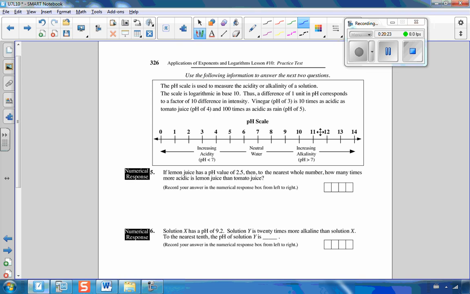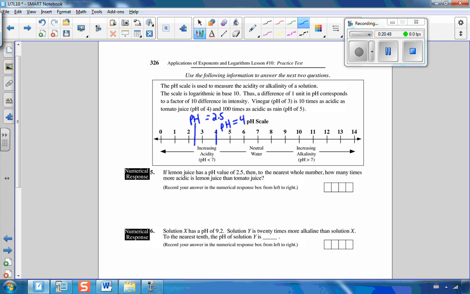Okay, let's look at the pH scale. So if lemon juice has a pH value of 2.5, so it's right about here, lemon juice, pH of 2.5. Then to the nearest whole number, how many times more acidic is lemon juice than tomato juice? And it looks like tomato juice has a pH of 4.